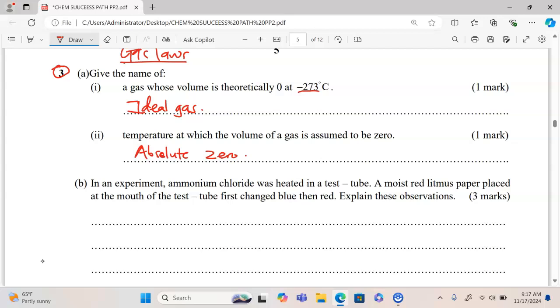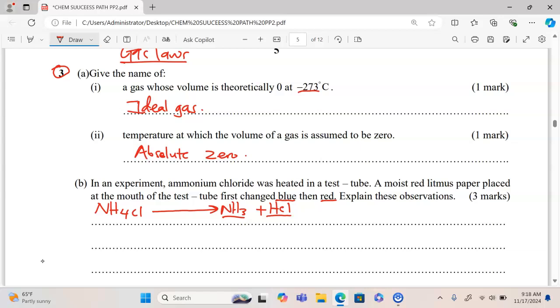B. In an experiment, ammonium chloride was heated in a test tube. A moist red litmus paper placed at the mouth of the test tube first changed blue and then red. Explain these observations. Ammonium chloride heated dissociates into ammonia and also hydrogen chloride gas. Ammonia is basic, then hydrogen chloride gas is acidic. But looking at the densities of ammonia and hydrogen chloride, ammonia is less dense and therefore moves faster.